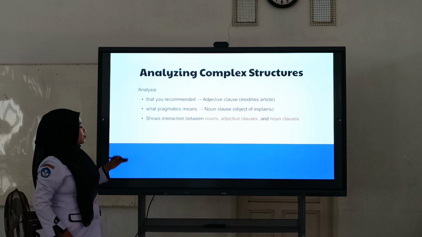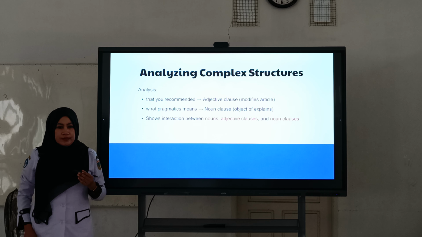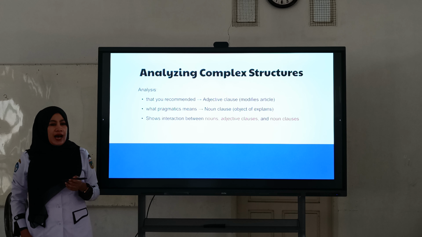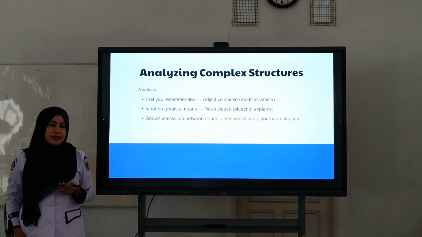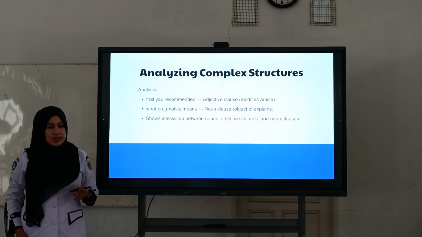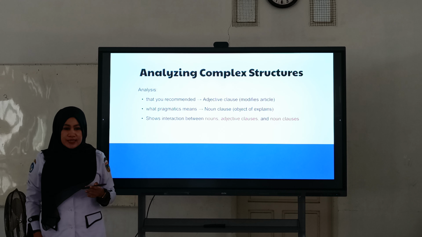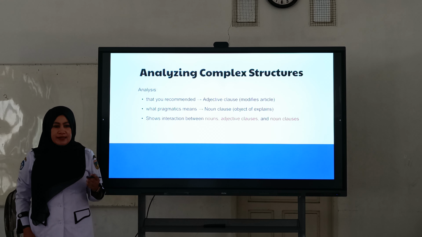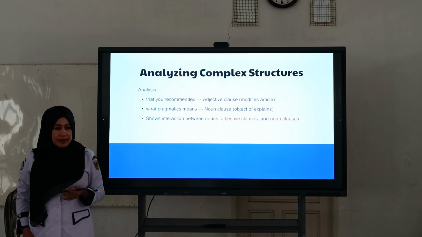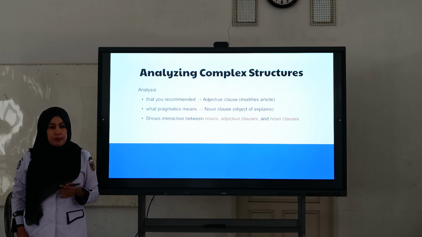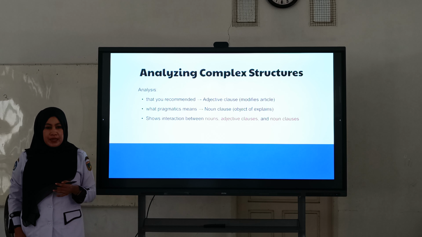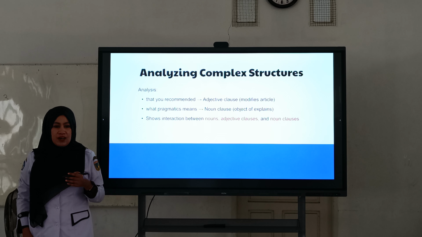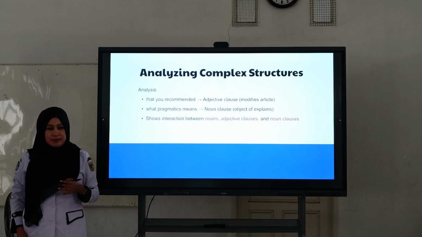Analyzing complex structures. Let us now analyze how these elements interact in a complex sentence. Consider the example: the article that you recommended explains what pragmatics means. In this sentence, that you recommended is an adjective clause modifying the noun article, and what pragmatics means is a noun clause functioning as the object of the verb explains.